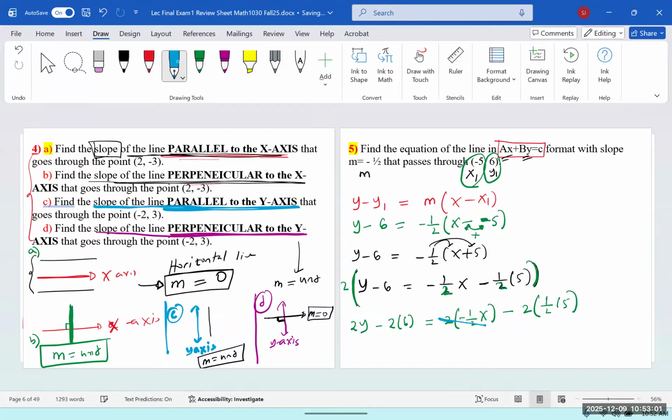So these two cancel out. There is no more denominator. This is 5. So we get 2y minus 12. And here we get negative x. And here we get negative 1 times 5, which is negative 5.